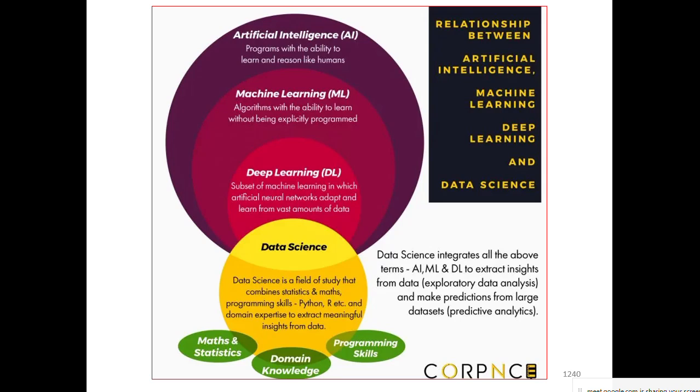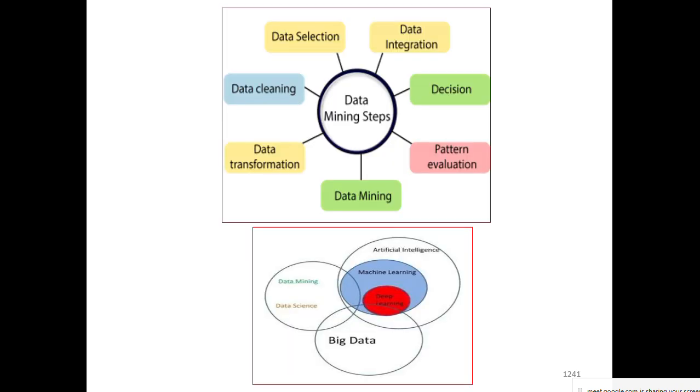What is meant by data science? Data science is a field of study that combines statistics and mathematics, programming skills like Python, R, etc., and domain expertise to extract meaningful insights from the data. That's why a data scientist must have mathematics and statistics, domain knowledge, programming skill, etc. Then the data mining steps: collecting the data, selection, data cleaning, data transformation, data mining, pattern evaluation, decision, data integration.